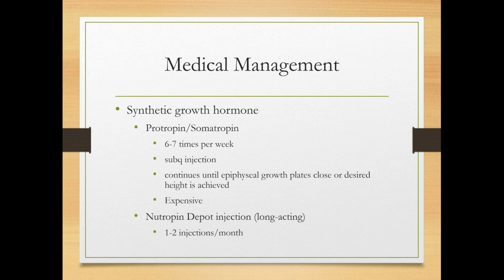How do you fix it? Well, they aren't making growth hormone, so you're going to give them growth hormone. Protropin is the one that they typically use. I wouldn't worry about the Nutropin, but the Protropin, basically you're going to be given that. It says 6 to 7, but most of the time you're going to be given it 7 times a week. It is a sub-Q injection, and you continue it until those growth plates close or until the desired height is achieved. It is very expensive, so you're going to continue it until adolescence.